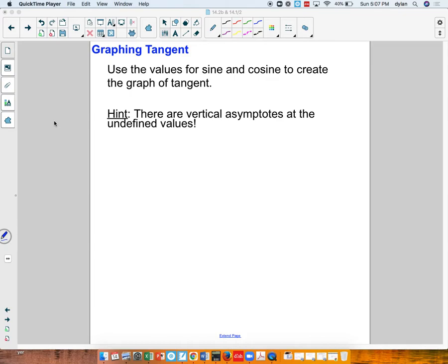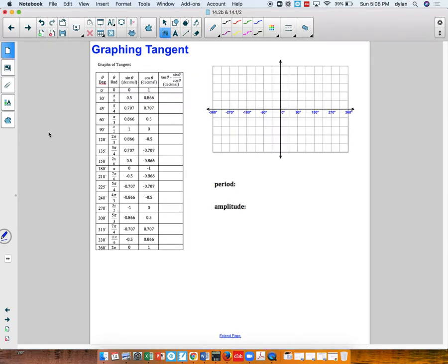So I'd like you to fill out the table and then also plot all the points on your graph as carefully as you can. One thing to note, everywhere where there's an undefined value that results from division by 0, that'll be a vertical asymptote. So take a few minutes to see if you can fill out this table and then plot the points on the graph as well. And then resume the video when you're ready.